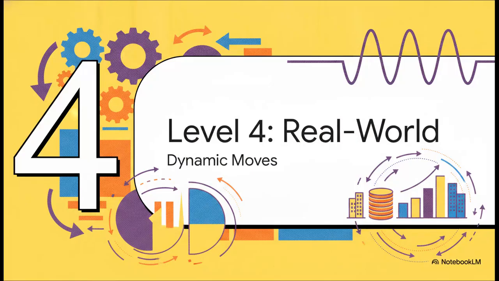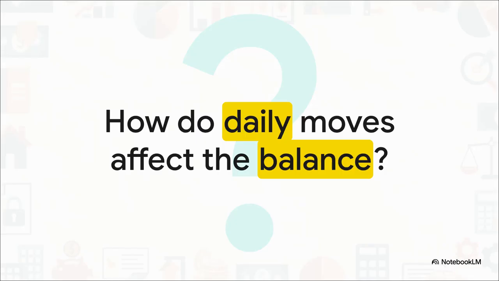All right, level 4, real-world transactions. This is the climax of our explainer, where we finally see the equation in constant dynamic motion. Because business never just stands still. So the question is, how do daily business moves, like buying equipment, taking out cash, or paying bills, actually affect this balance? Well, every single time a transaction happens, the scales tip and the accounting equation has to instantly adjust to stay perfectly balanced. Let's do a rapid-fire review of how this works.